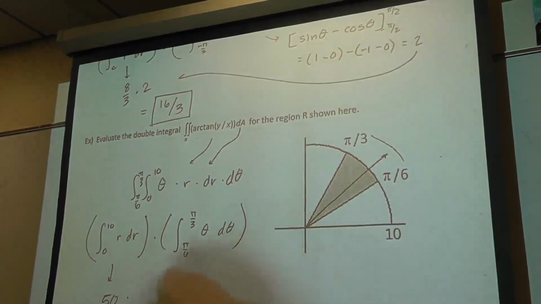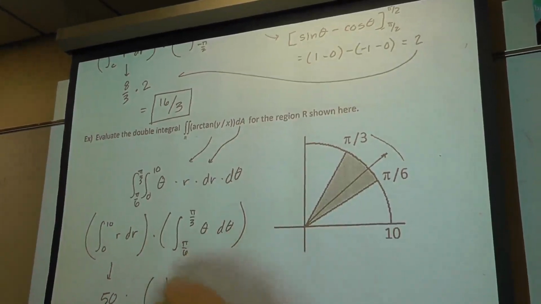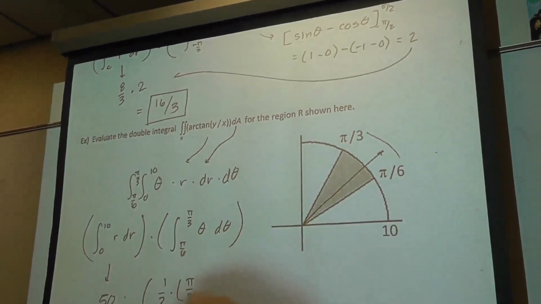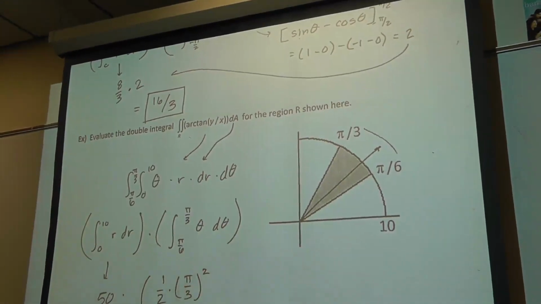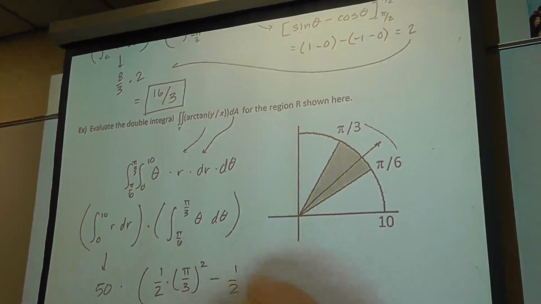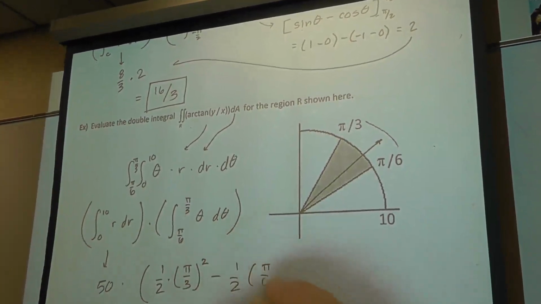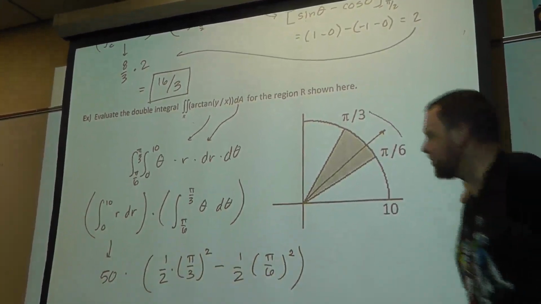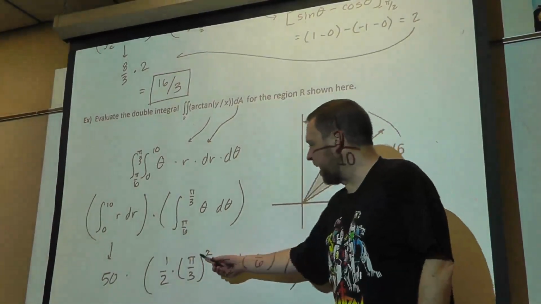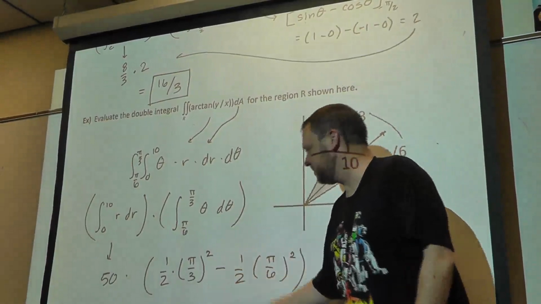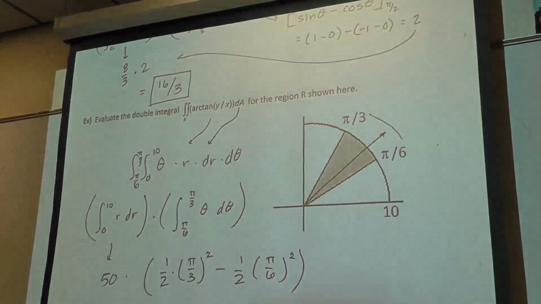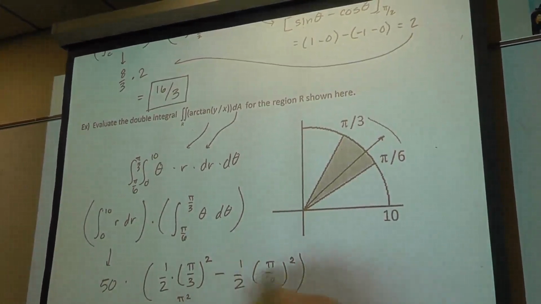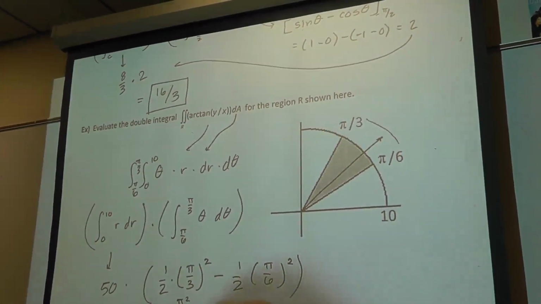And then this becomes 1/2 theta squared. So 1/2 upper limit squared, it's going to give me that, minus 1/2 lower limit squared would give me this. So be careful with your pi fractions. That's actually pi squared over 18. So pi squared over 18 minus pi squared over 72.